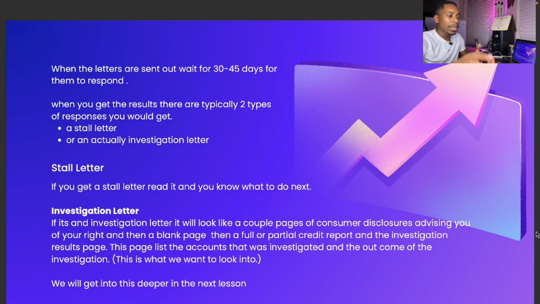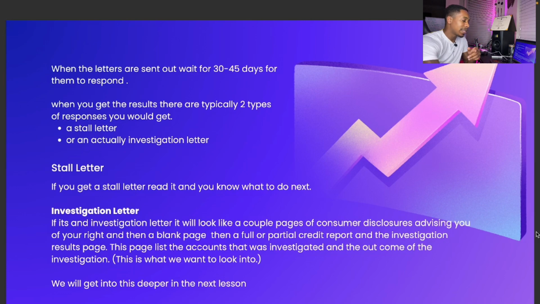But if you do get an investigation letter, I just want you to know what it looks like, right? It will come in a couple of pages with your consumer rights, letting you know the rights that you have. It's also going to have a blank page. They leave a blank page there purposely. And after that blank page, they're going to have a full or partial credit report, and then the investigation results on the page, right? This is the page that's going to list all of the accounts that were investigated and the outcome of the investigation. So this is the part that we want to look into.